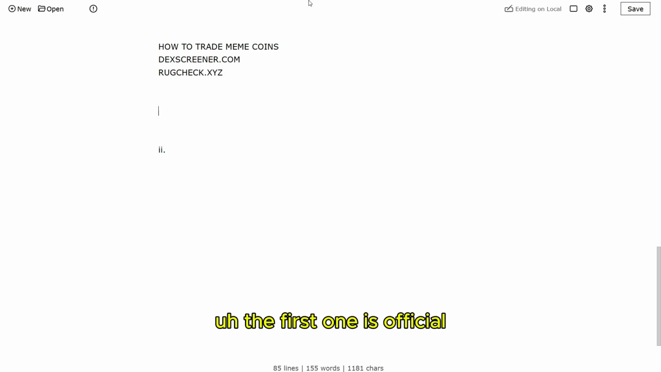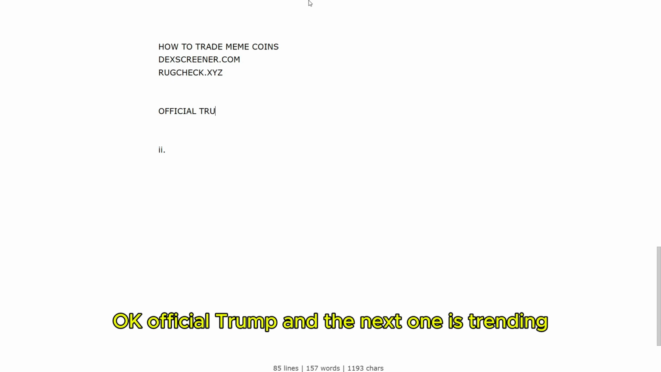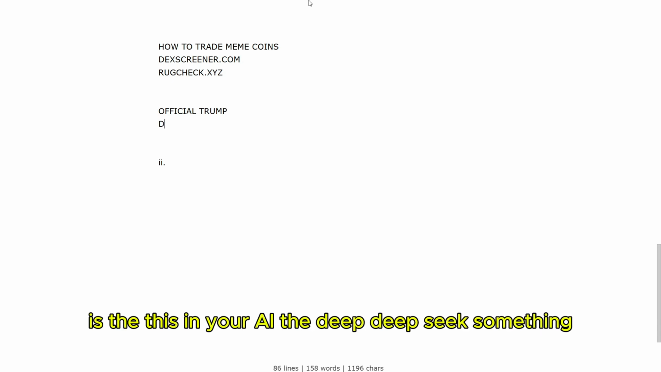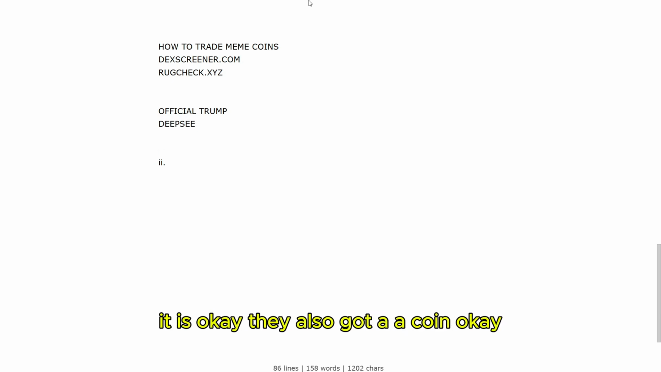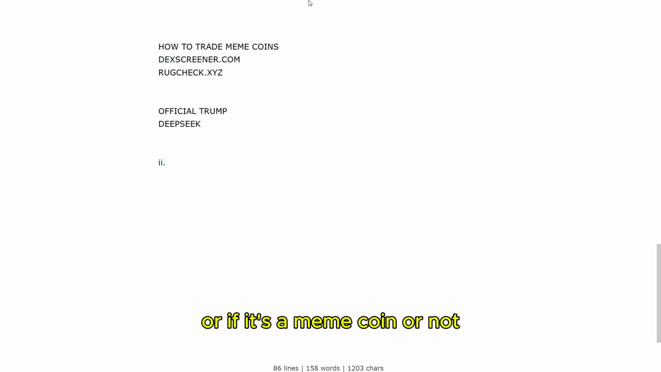The first one is official Trump, and the next one which is trending is this new AI, DeepSeek, something like this. Okay, they also have got a coin. I haven't yet researched more. I don't know if it's official or if it's a meme coin or not, but it's also trending.